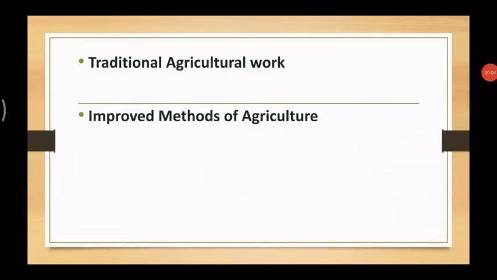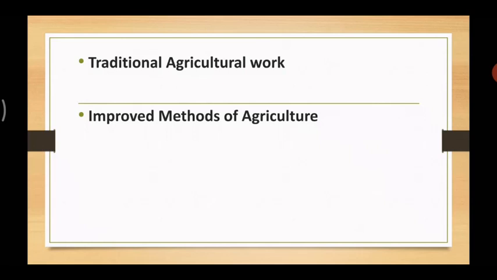So, students, in the last class, we learned about traditional agricultural work, and in that, we learned that agriculture is first carried out in the traditional way. In the traditional methods of agriculture, we saw that plowing, tilling, etc. were done with the help of oxen. Then the next we learned was the improved methods of agriculture.